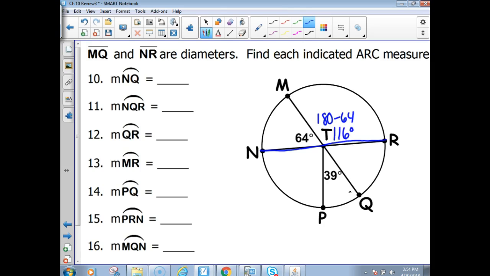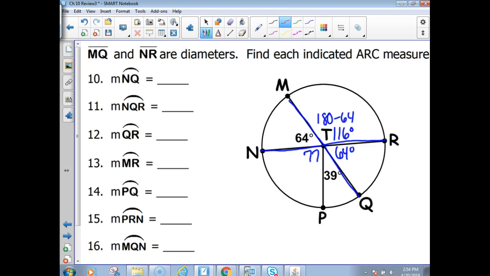Okay, and then I would probably say, well, 64 is vertical with this angle over here because these diagonals intersect one another. So this would be 64 degrees. And then we could find this angle by doing the diameter. Did anybody figure out this angle? Take 180 minus 64 minus 39 maybe. It's 77. Yep.